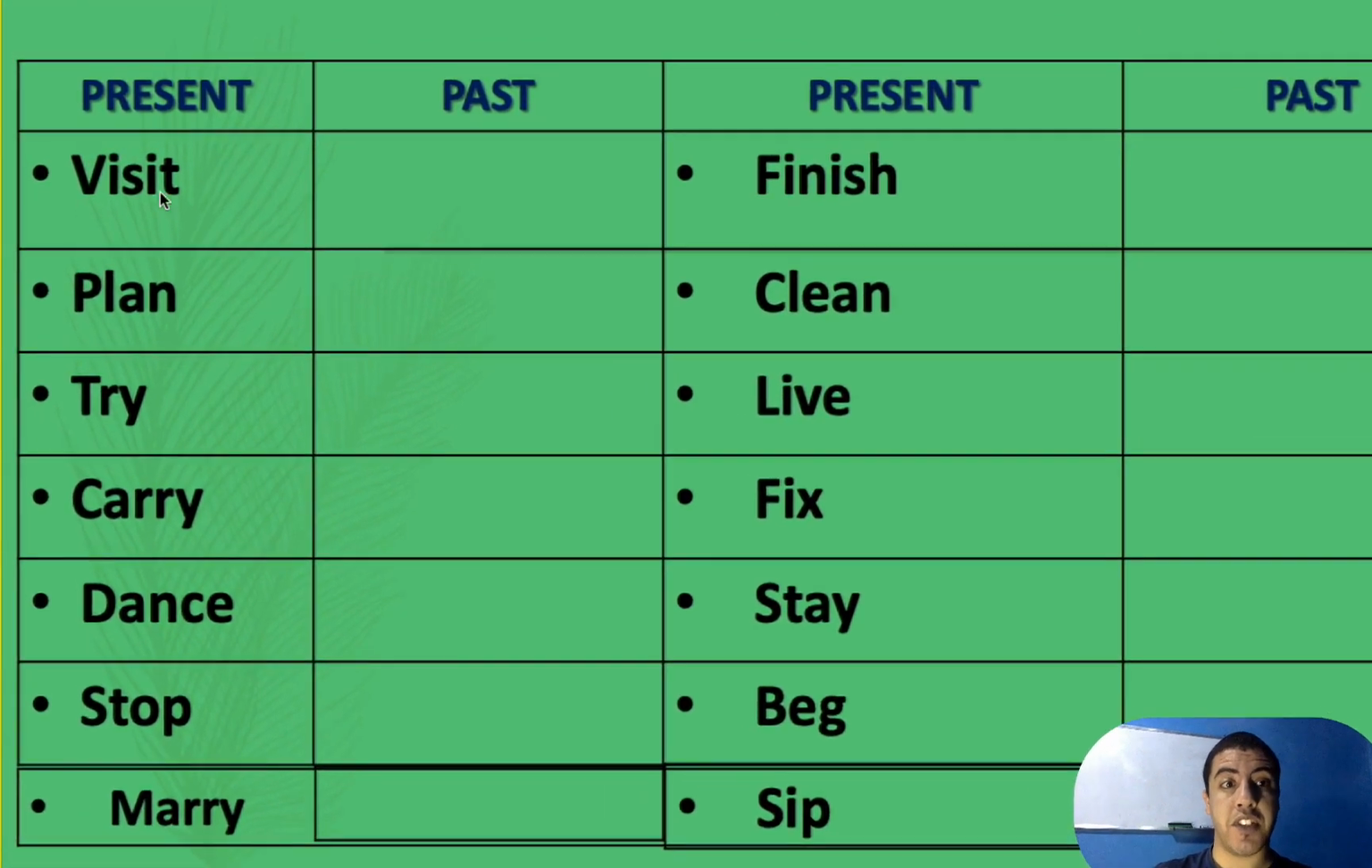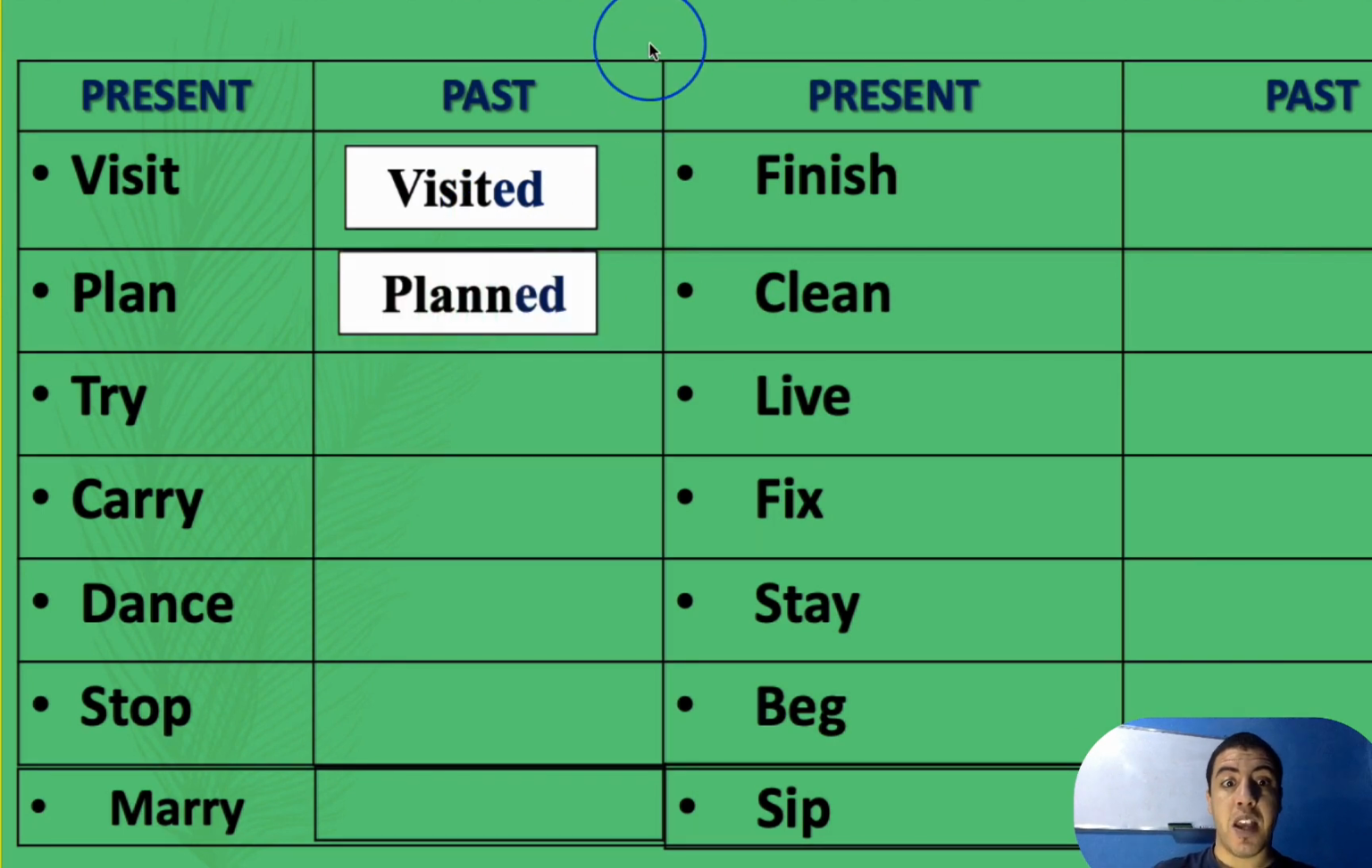So, first one is visit. What is the past of visit? It is visited. Remember that it is -ed at the end. Plan, it is planned. Please pay attention to planned. We have a double n, because look here, we have consonant, vowel, consonant. It is a one syllable verb ending in one vowel and one consonant, so we double the consonant. So plan, double n.